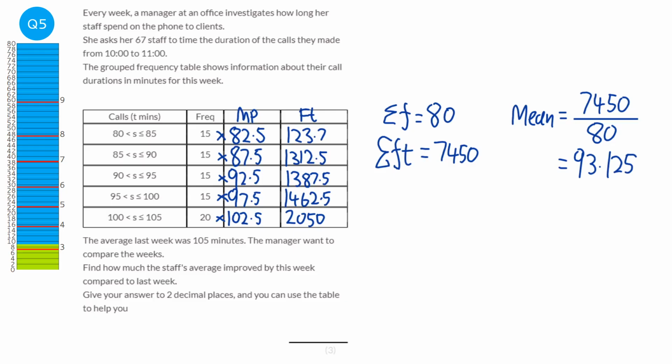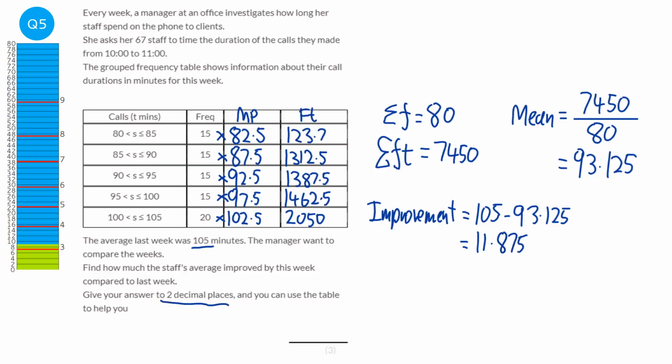Now this question is about the improvement that the manager has made, the call centre's made. So we're looking at subtracting the 93.125 away from the last week, which was 105. So we're looking for improvement, and we're going to do 105 take away the 93.125, and that's going to be 11.875. Now it does ask for two decimal places, so that will be 11.88.